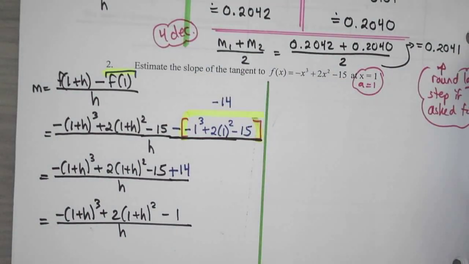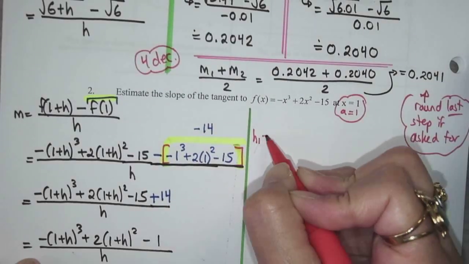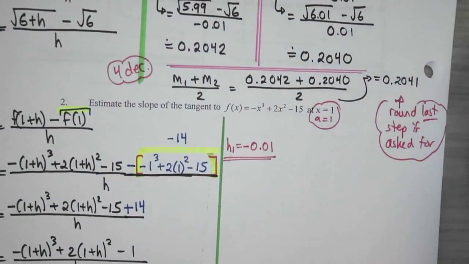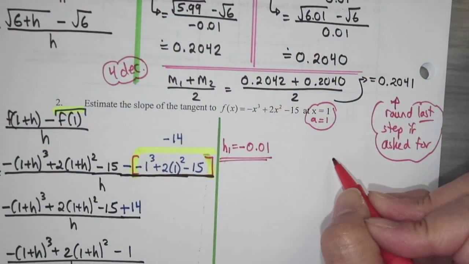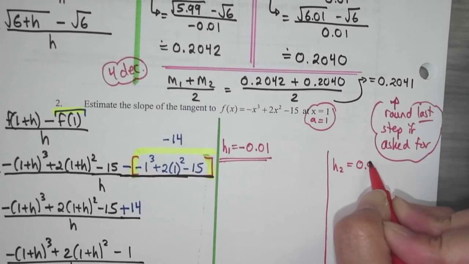Again, your choice if you want to expand more. Just make sure you expand properly if you do. And then we're going to sub in. So H1 and H2. So H1 is going to be negative 0.01. Okay, and then here, H2 is 0.01.